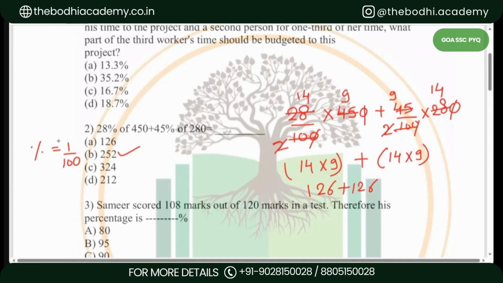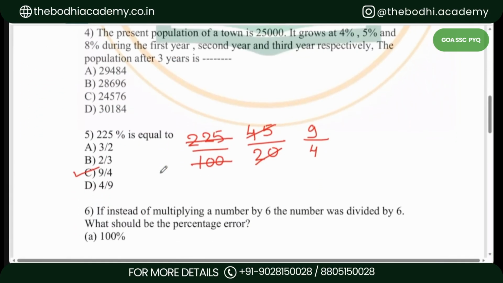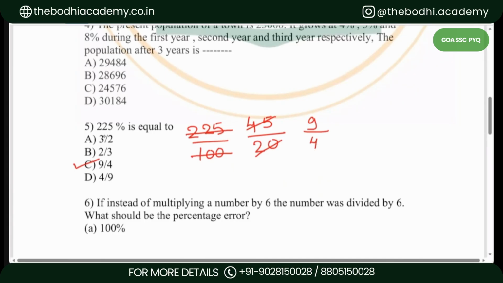Now, as I told, percentage means 1 upon 100. So 28% will mean 28 upon 100 times 450. 45% will mean 45 upon 100 into 280. And then I have to simplify this and add it. Once we add it, we will directly get the answer. So the answer is 252. This is one of the very basic questions in which we directly have to just put the value of the percentage and add this.